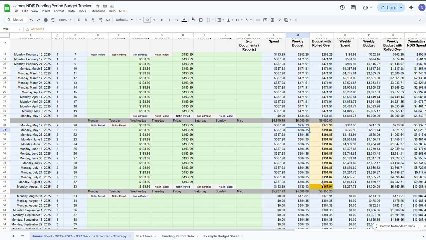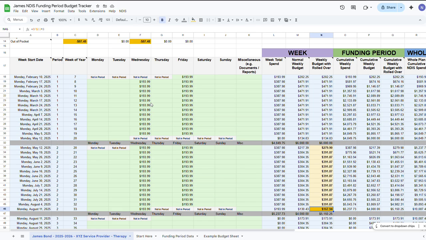However, by the end of the funding period, in the very last week, I have gone over my budget. When it turns to that orange color, that means my full budget has been spent, including the rolled over amount, and I am now going to be out of pocket.